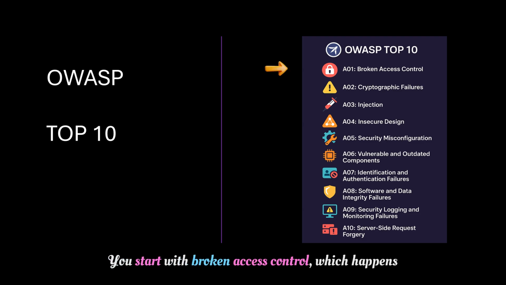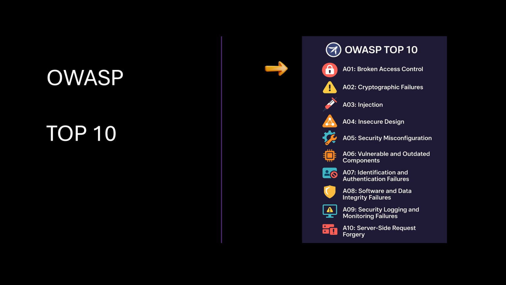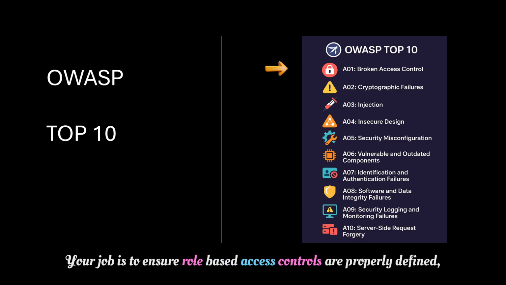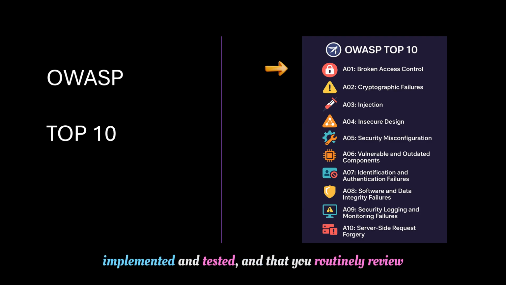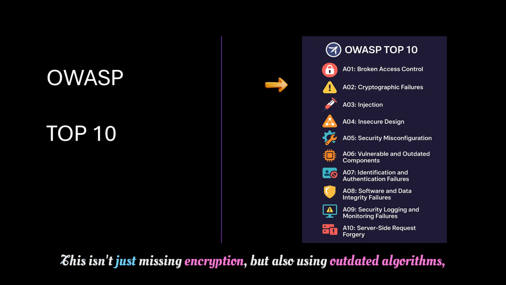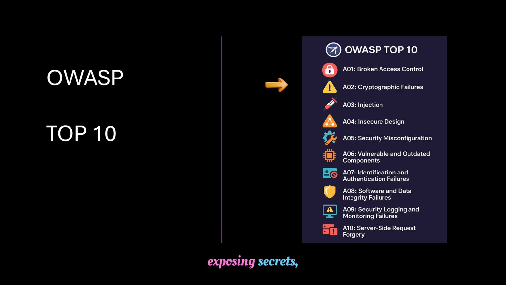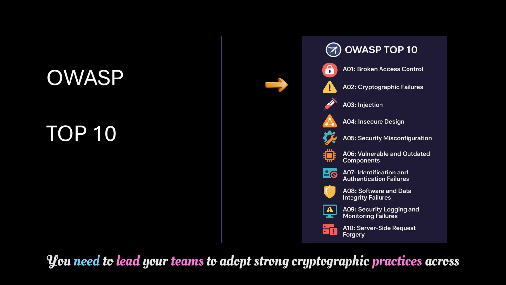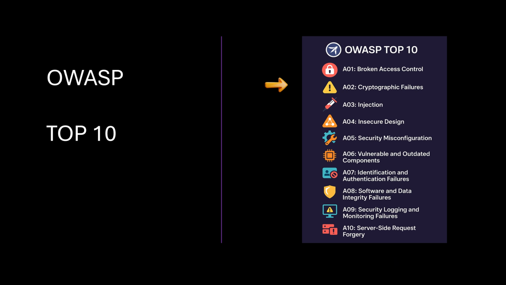You start with broken access control, which happens when users can access functions or data they shouldn't. Your job is to ensure role-based access controls are properly defined, implemented, and tested, and that you routinely review who has access to what. Then there's cryptographic failures. This isn't just missing encryption, but also using outdated algorithms, exposing secrets, or failing to protect data in transit or at rest. You need to lead your teams to adopt strong cryptographic practices across every system.